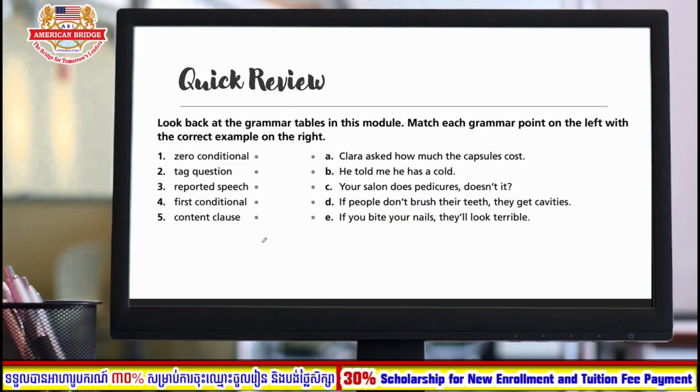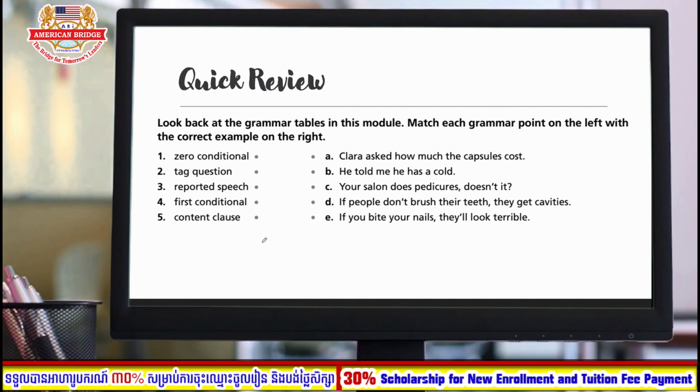Alright, before we end our video lesson today, actually we have another grammar point, which is the passive voice, but it's a little bit complicated, and I think we should study that grammar point separately. So I will end the lesson right here with a quick review of the grammar points that we have covered from the book previously. We have zero conditional, tag question, reported speech, first conditional, and content clause. These are the names of the sentence types.